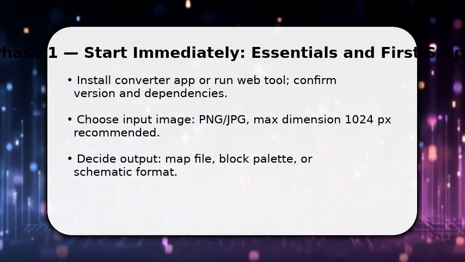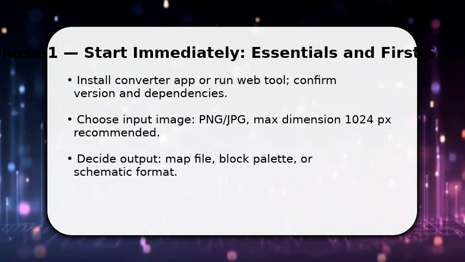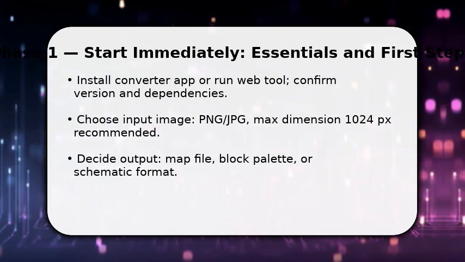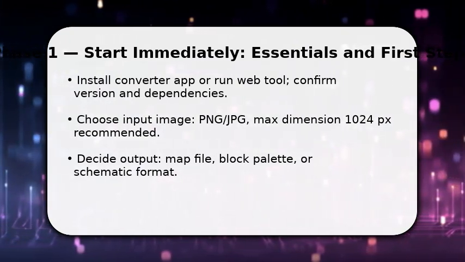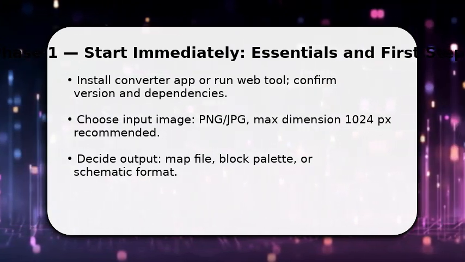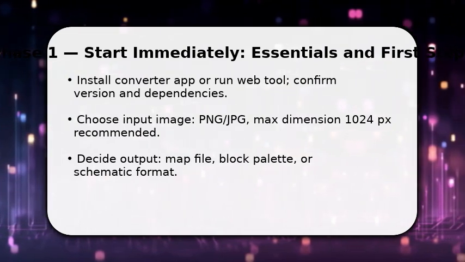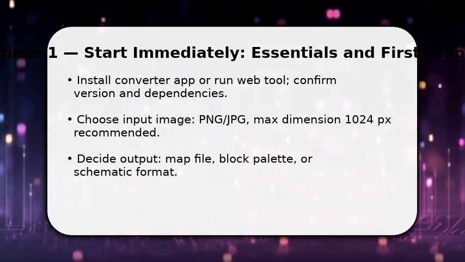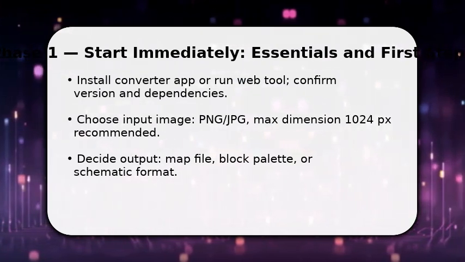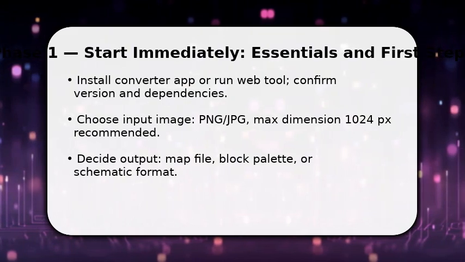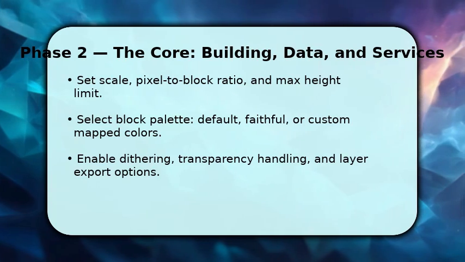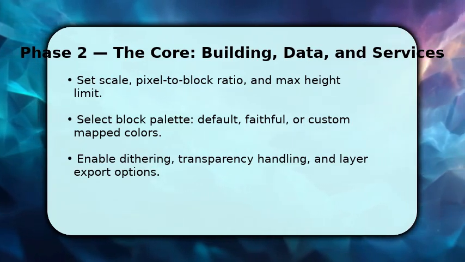You start by gathering the essentials, the converter tool, and the image you want to use. Open the app or web tool, then load your PNG or JPG. Keep images under 1024 pixels for cleaner results. Once done, select the target output type, map, block palette, or schematic, because each changes how pixels map to blocks. Make sure to pick a color palette that matches your desired Minecraft palette, otherwise colors will be remapped automatically and may look off.